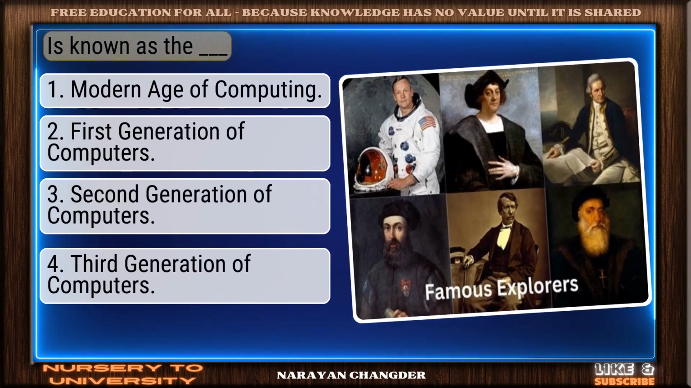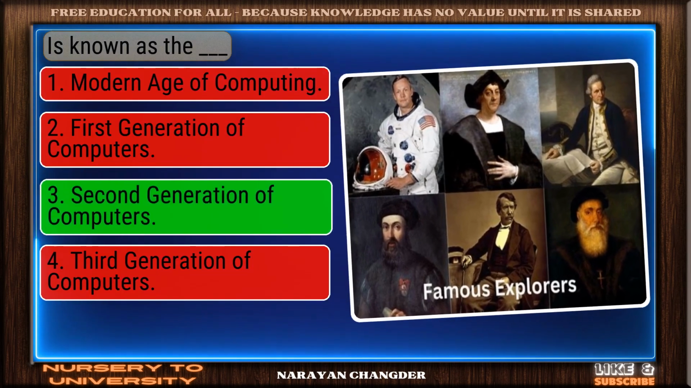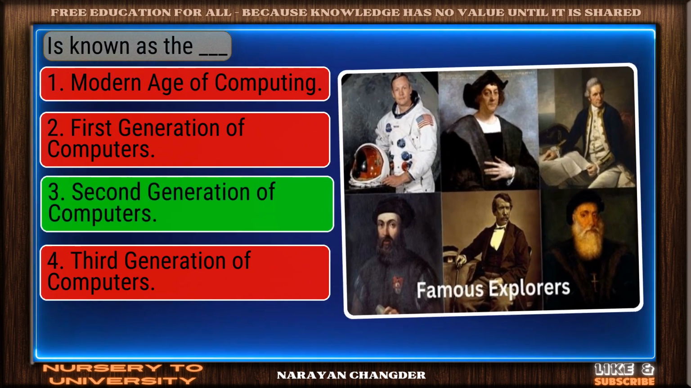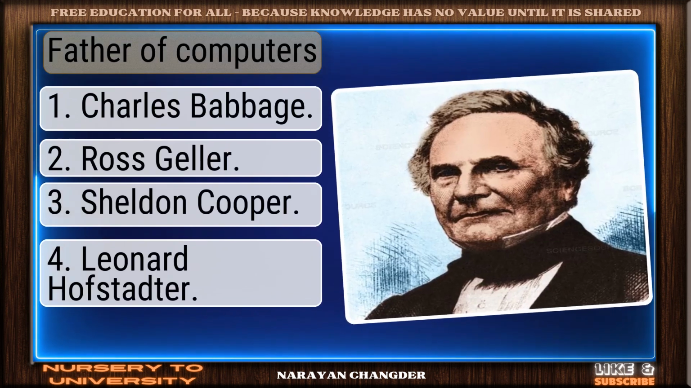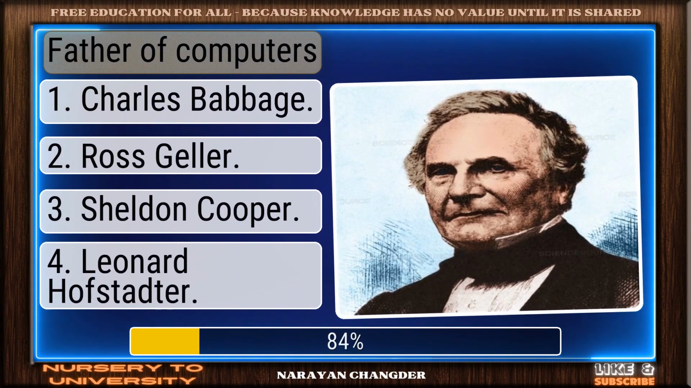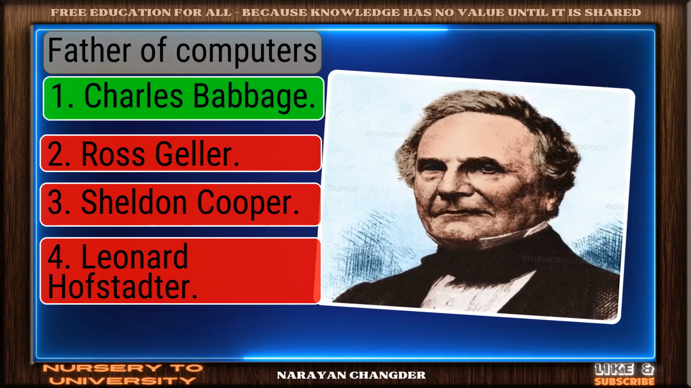Question number 79 is known as the dash. You chose second generation of computers, and it is correct. Question number 80. Father of computers. Bravo. Charles Babbage is the answer.